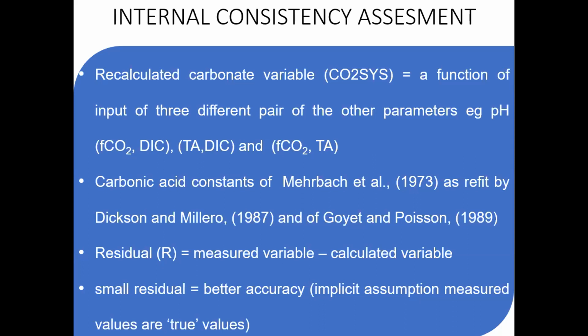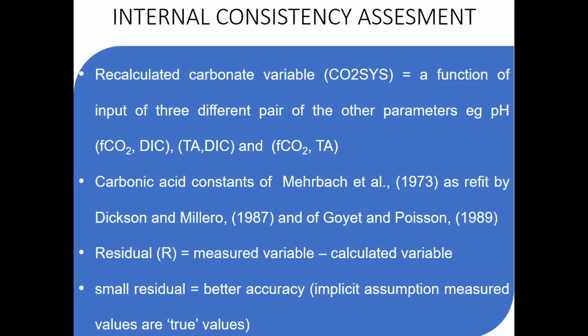And here, for the recalculation, we use the carbonic acid constants of Mehrbach et al. 1973 as refit by Dickson and Millero 1987, and of Goyet and Poisson 1989. The intention here is to compare the results from these two different carbonic acid constants, because they were derived from different media of seawater. The first was derived from natural seawater, while the second was derived from artificial seawater.